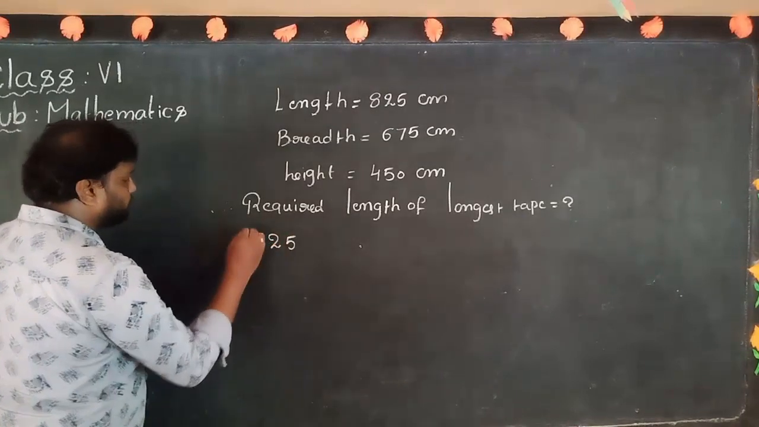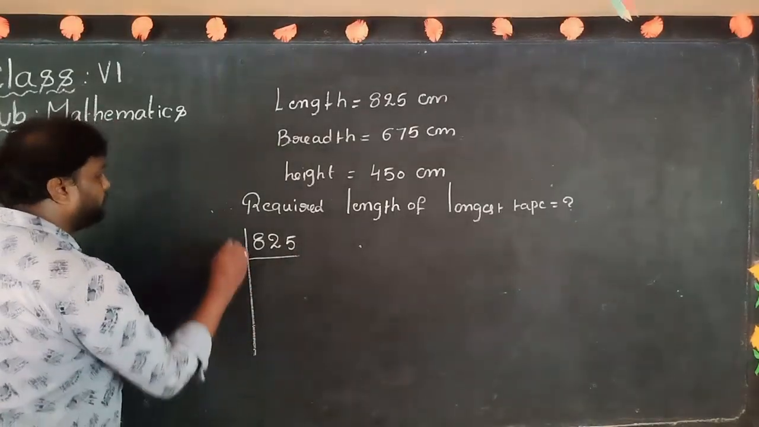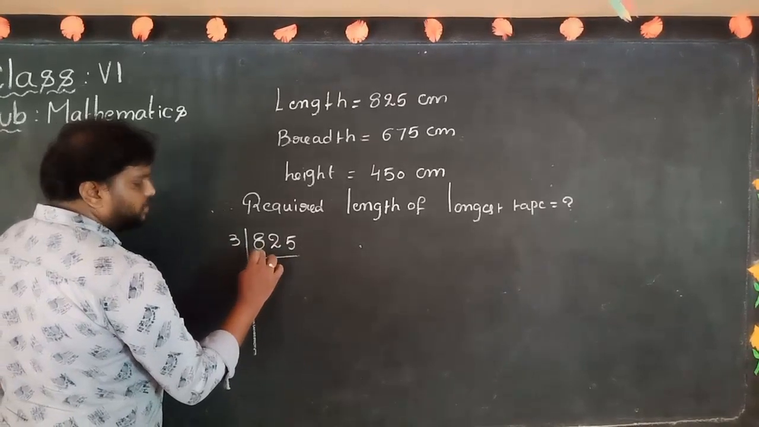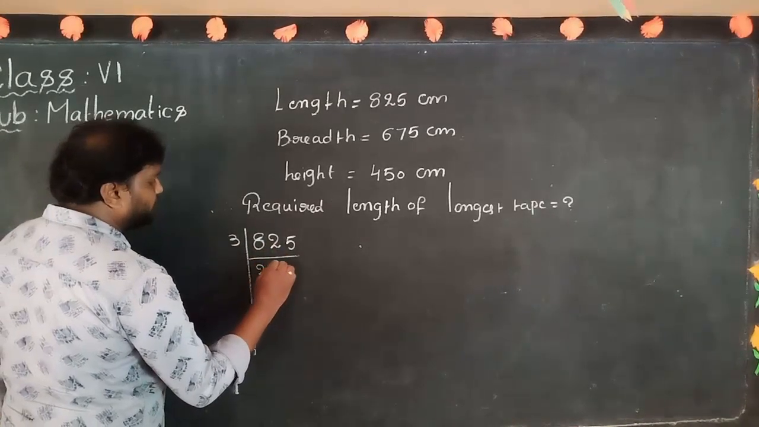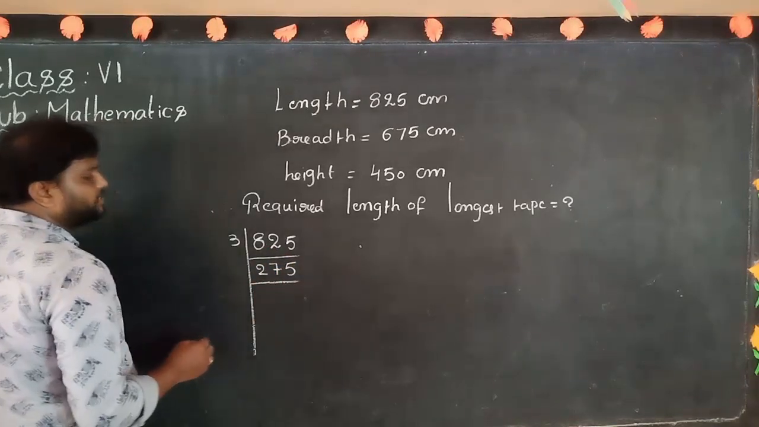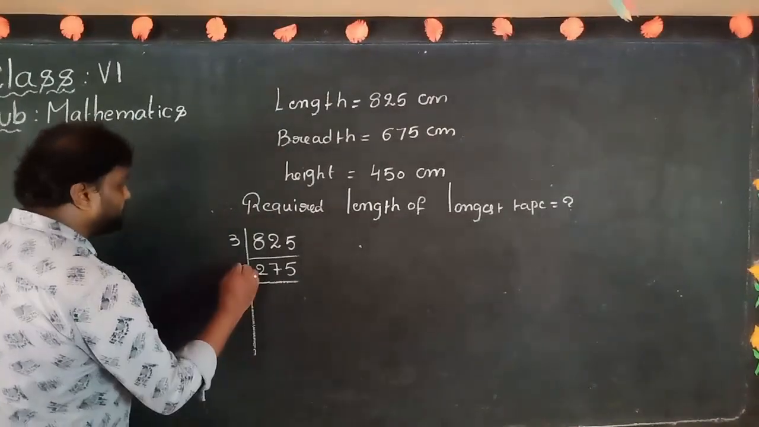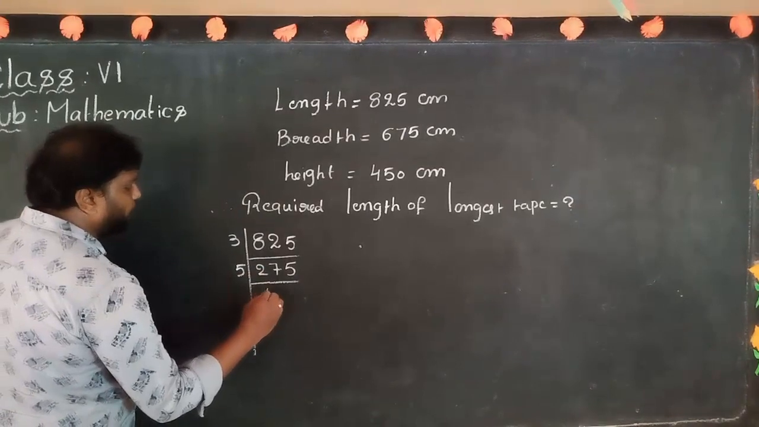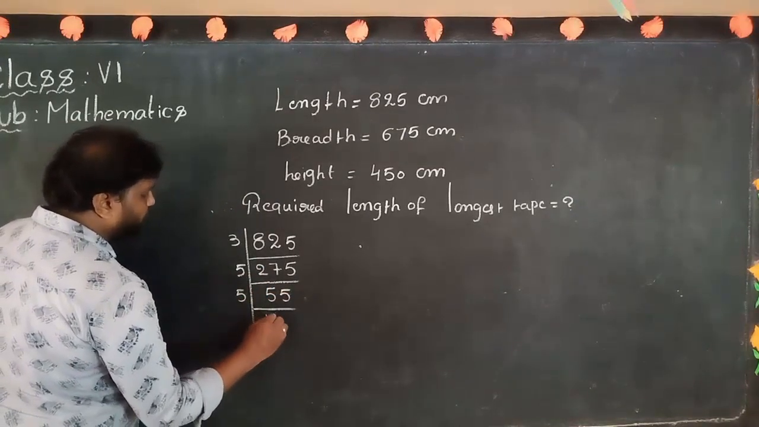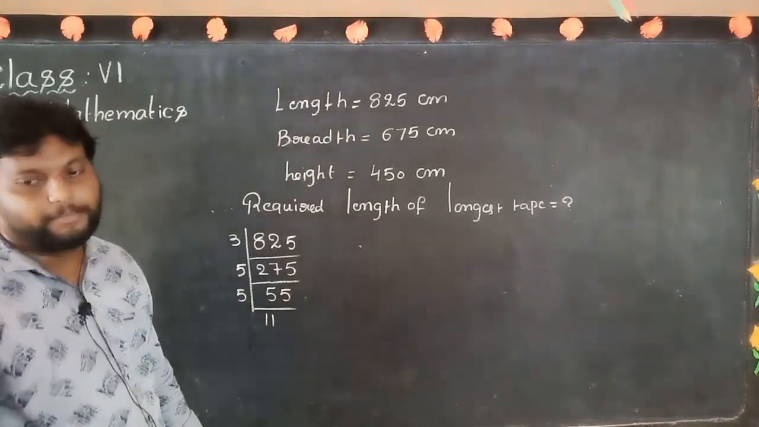825. See, first with 3: 3 2s are 6, remainder 2, 22, means 3 7s are 21, 3 5s are 15. Again it is not possible with 3, why? Because 2 plus 7 is 9, plus 5 is 14, not possible. Then we go to 5: 5 5s are 25, 5 5s are 25, again 5 into 11. Then the process will end, because 11 is a prime number.